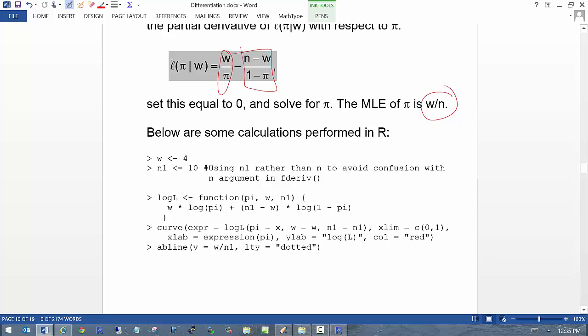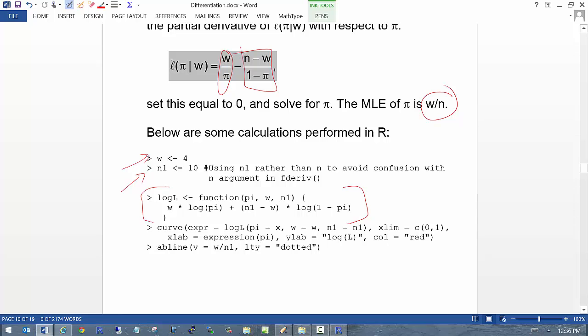So I'm going to set w to be 4, and rather than using n, I'm going to use n1. The reason is that n is used in the f deriv function, so I need to use something else. So n1 is the number of trials. That's going to be 10. Then I simply program in my log likelihood function. This is one way to do that. There are other, more efficient ways to do it, but I think this is good enough for now.